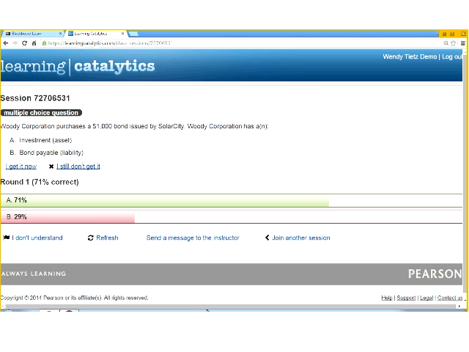Okay, Woody Corporation purchases a $1,000 bond issued by SolarCity. Woody Corporation has an investment, so they have an asset. SolarCity has the liability.